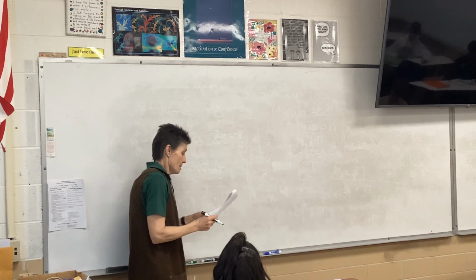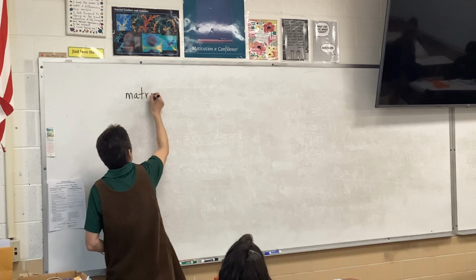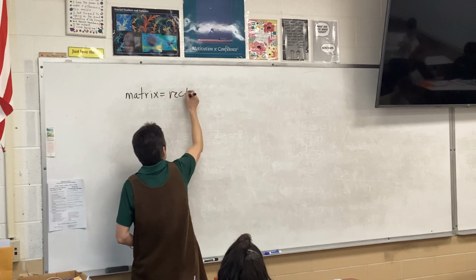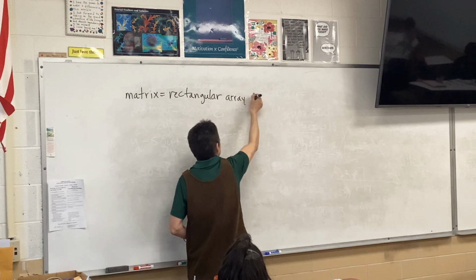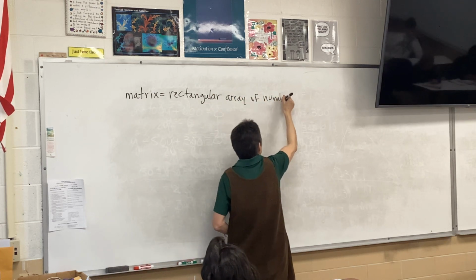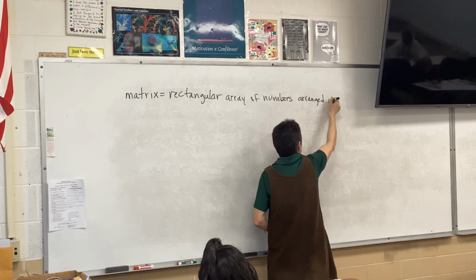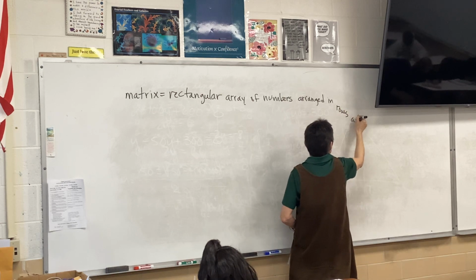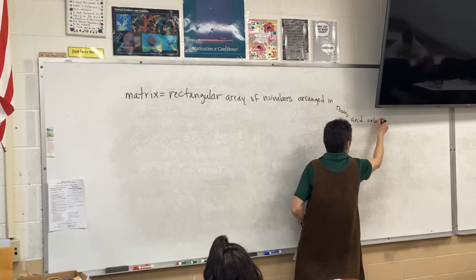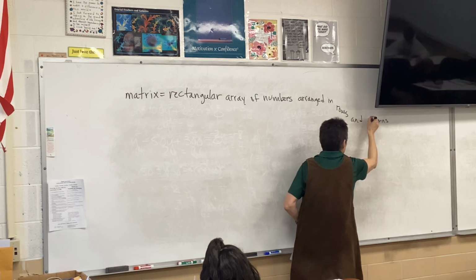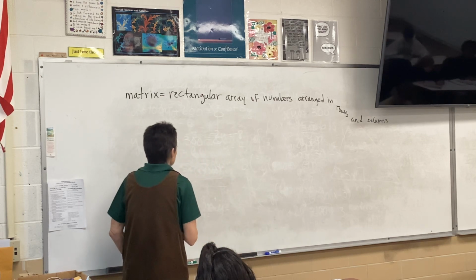So 7.2 gets us started on our study of matrices. A matrix is a rectangular array of numbers arranged in rows and columns. That's what a matrix is, a rectangular array of numbers arranged in rows and columns.